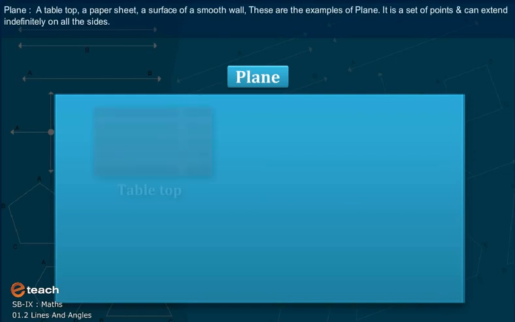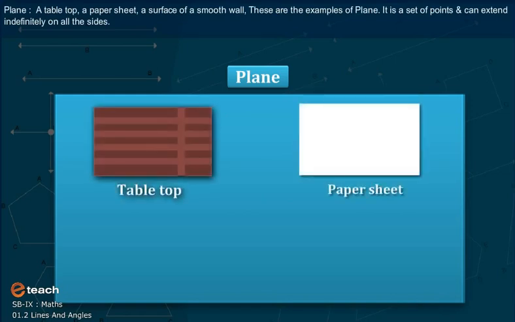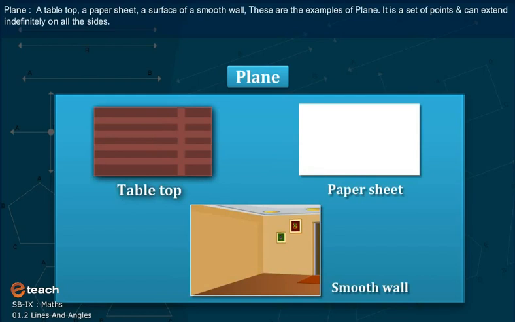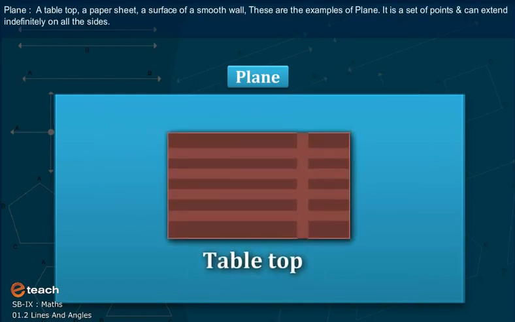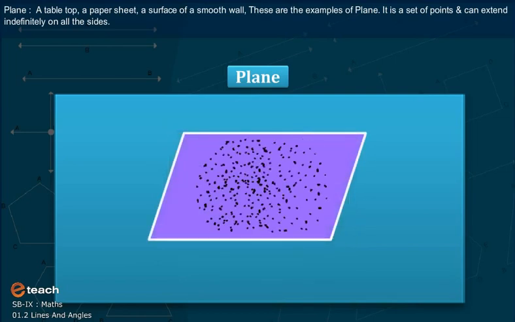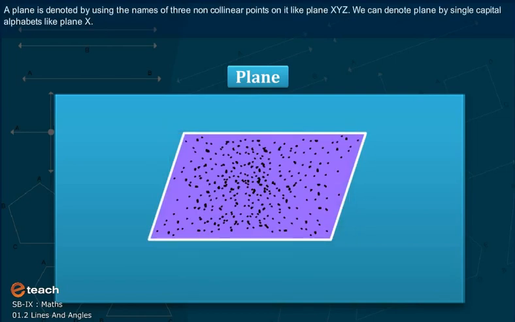Plane. A tabletop, a paper sheet, a surface of a smooth wall. These are examples of a plane. It is a set of points and can extend indefinitely on all sides. A plane is denoted by using the names of three non-collinear points on it, like plane XYZ. We can also denote a plane by a single capital letter like plane X.